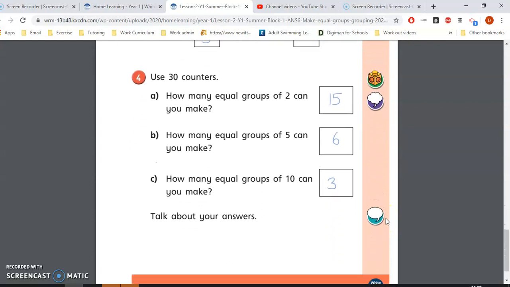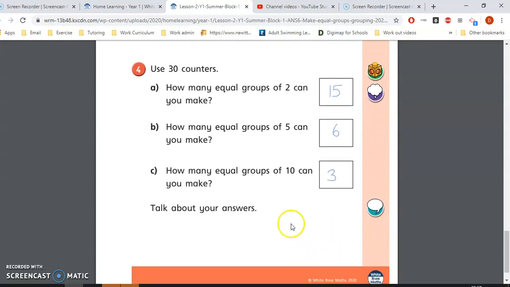And your practical activity, if you're using 30 counters, you can make 15 groups of 2. You can make 6 equal groups of 5 and 3 equal groups of 10. So you might notice the smaller the number, the more groups you can make. Some of the things you might observe. So if we were making groups of 10, that's a big group, so we could only make a small number, we could only make 3.